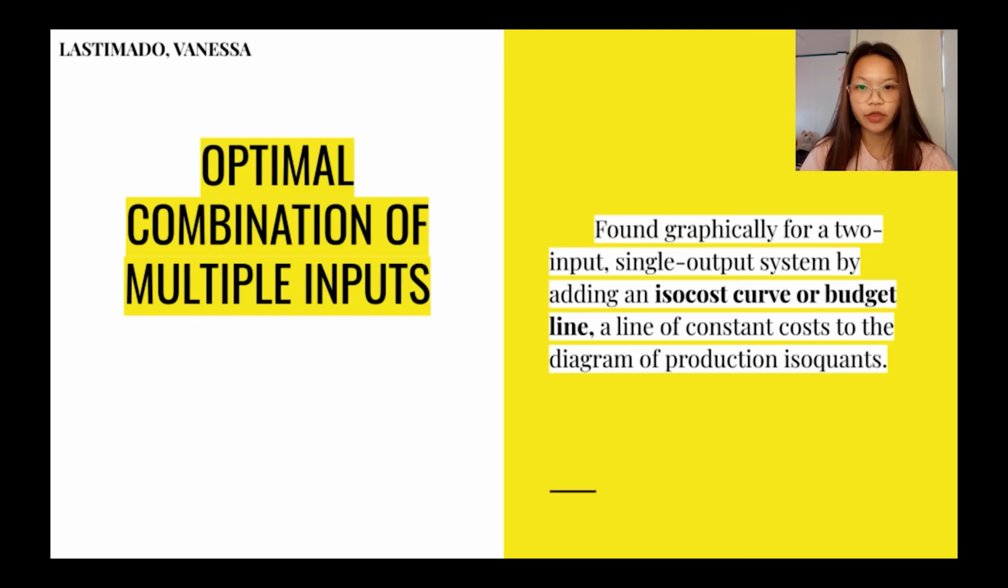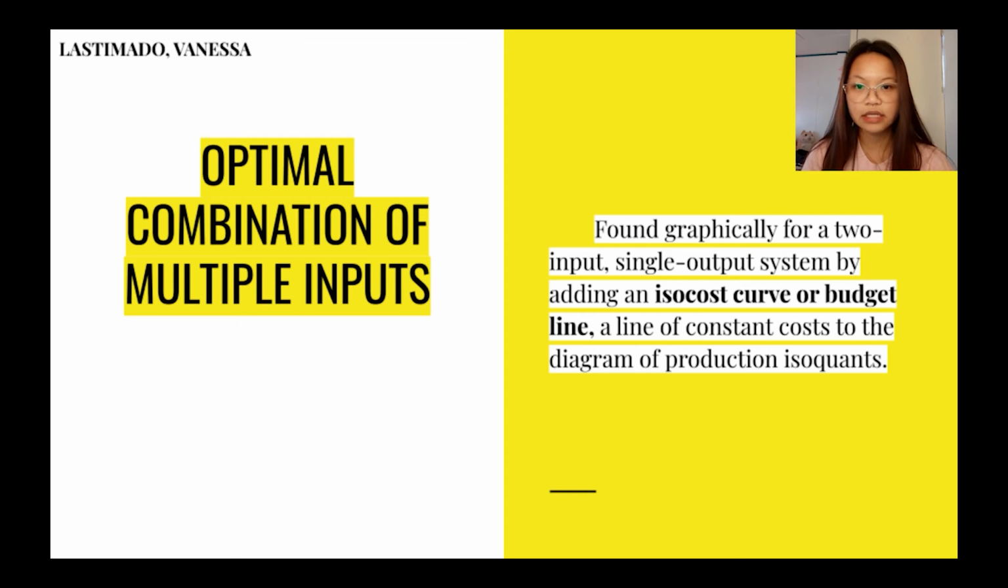In the next part, we have the optimal combination of multiple inputs. Optimal input proportions can be found graphically for a two-input single-output system by adding an isocost curve or budget line, which is a line of constant cost, to the diagram of production isoquants, and each point on the isocost curve represents a combination of inputs, let's say for example, X and Y, whose cost equals a constant expenditure.